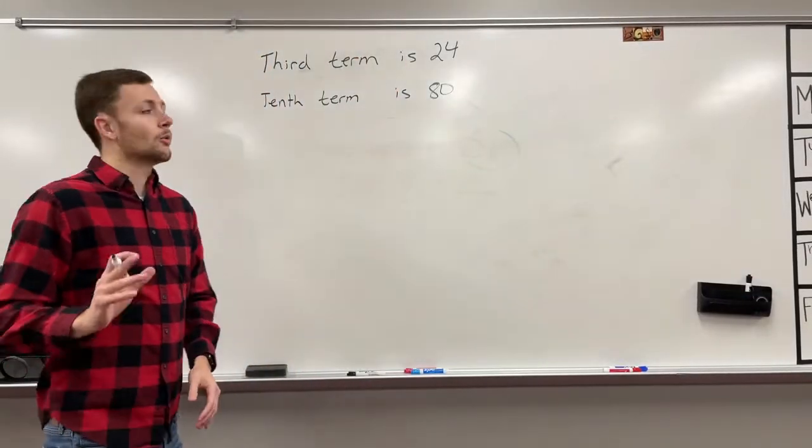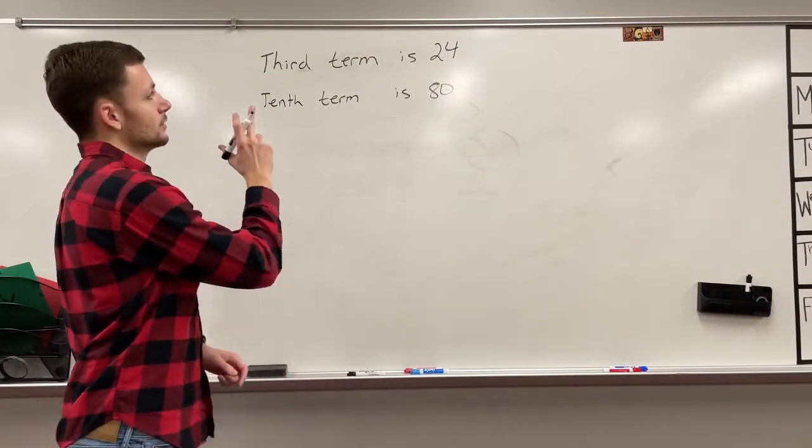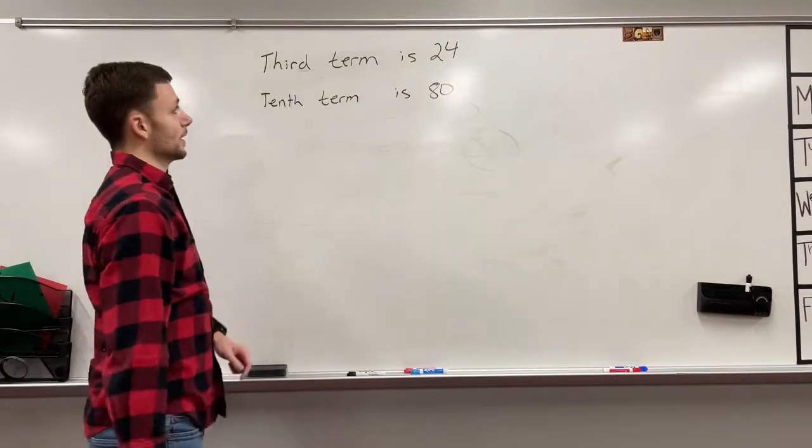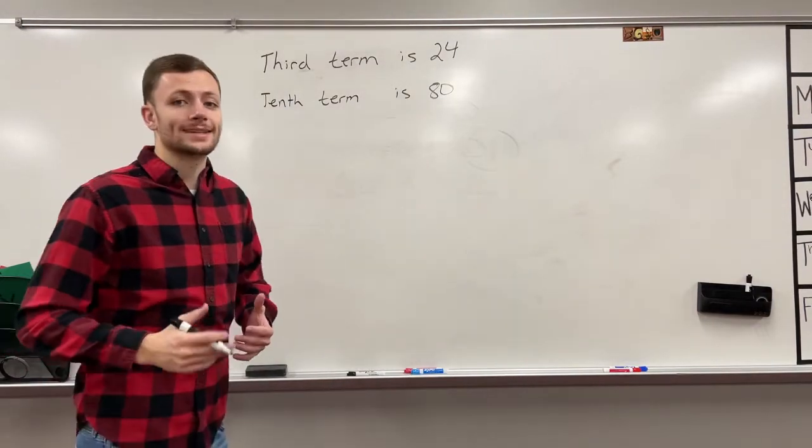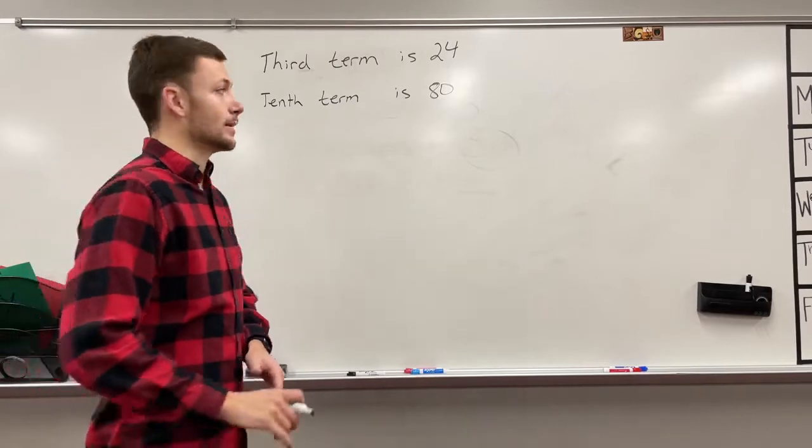So now I've got to figure out what my common difference is when I'm given two different points. So right here I'm told that my third term is 24 and my 10th term is 80, and I want to find my common difference.